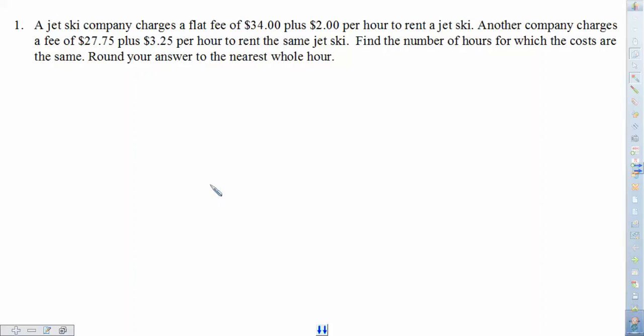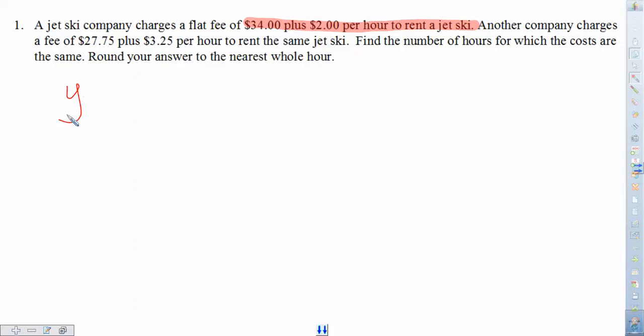So, number one, a jet ski company charges a flat fee of $34, plus $2 an hour to rent the jet ski. Another company charges a different fee. I think you guys know how this goes. Notice the problem is asking us to find the number of hours at which the costs are the same. Pretty typical system question. First move, figure out the equation for the first company: $34 plus $2 per hour to rent the jet ski.